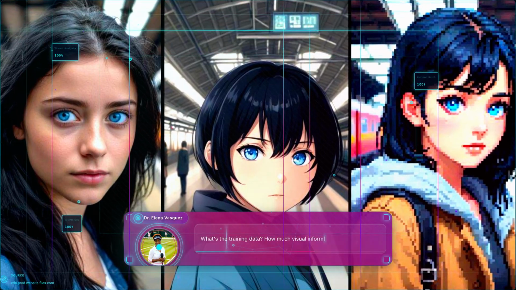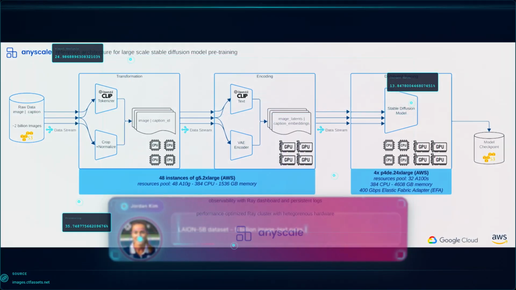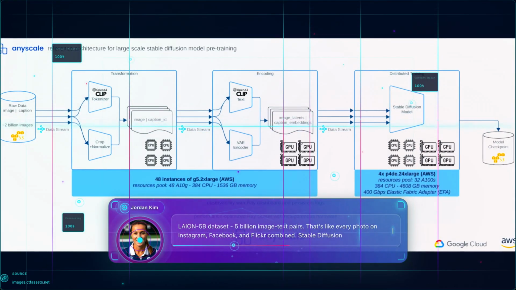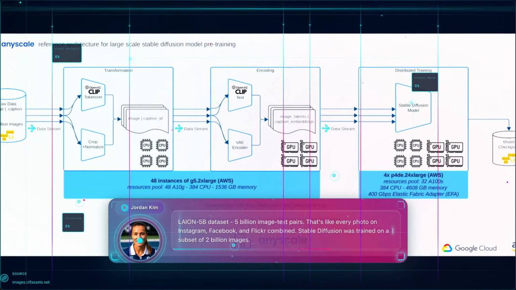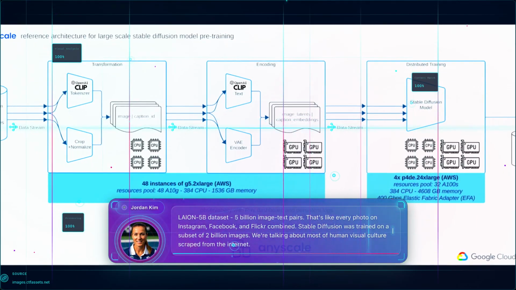How much visual information are we processing? LAION5B dataset, 5 billion image text pairs. That's like every photo on Instagram, Facebook, and Flickr combined. Stable Diffusion was trained on a subset of 2 billion images. We're talking about most of human visual culture scraped from the internet.